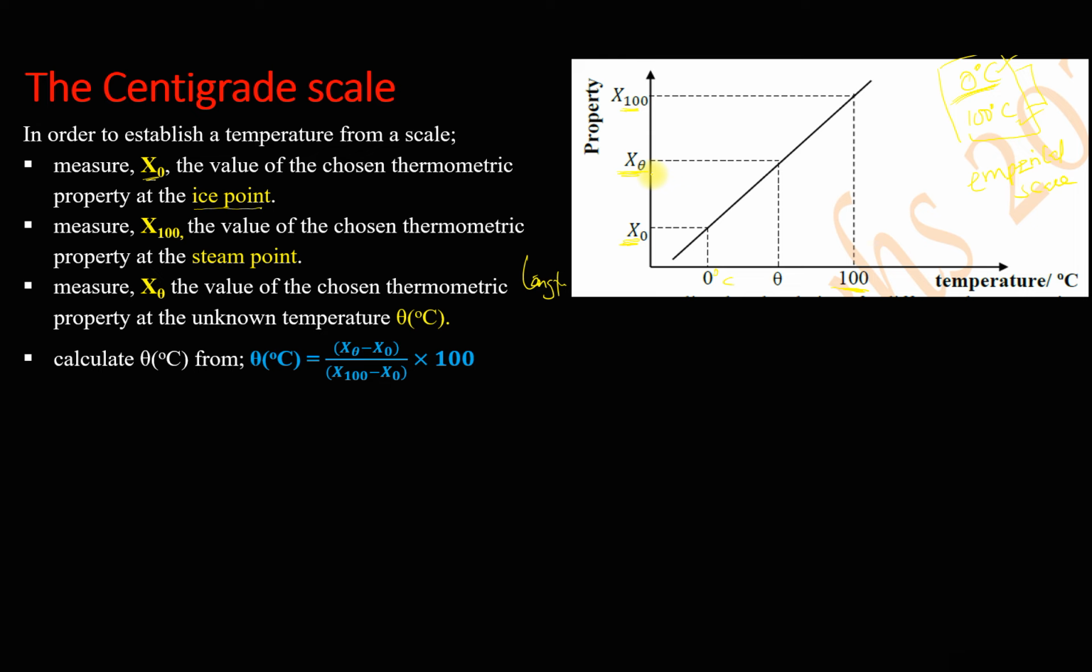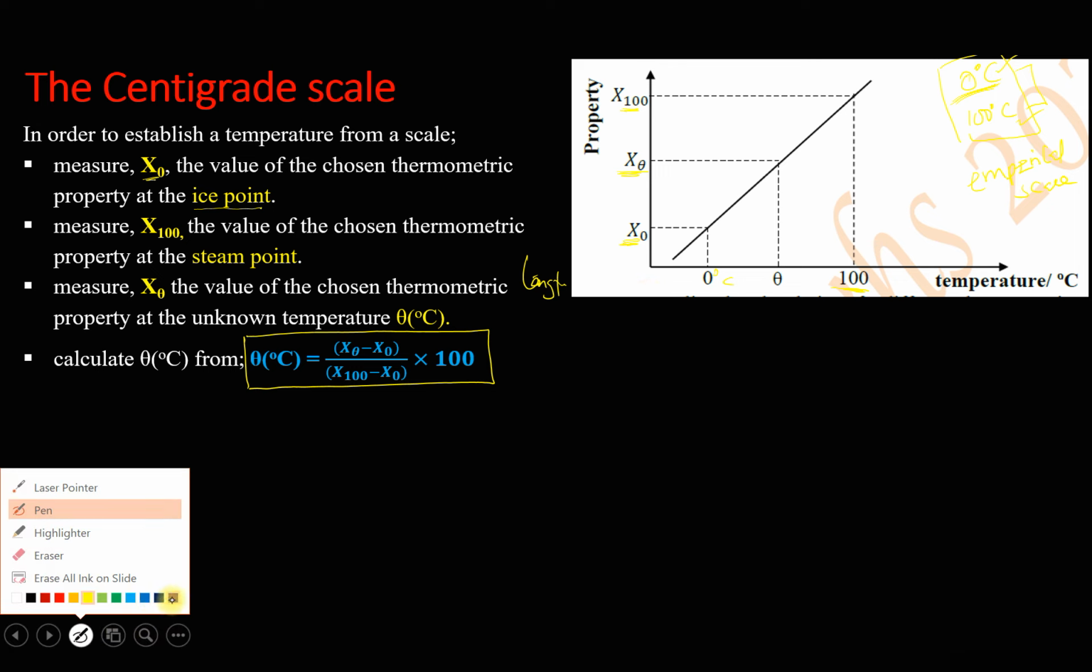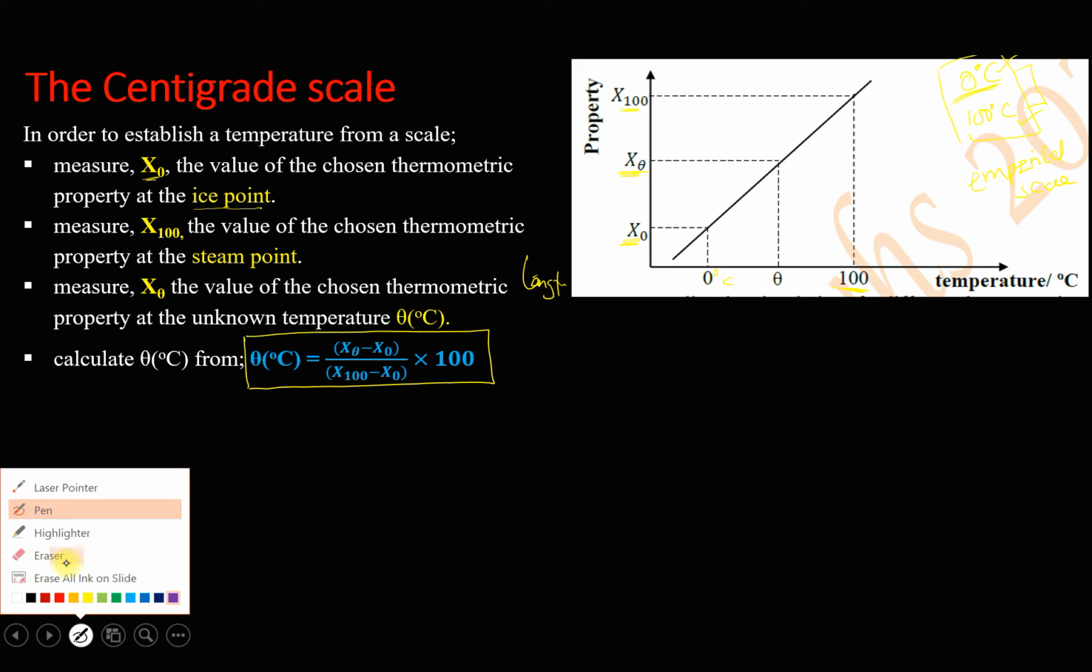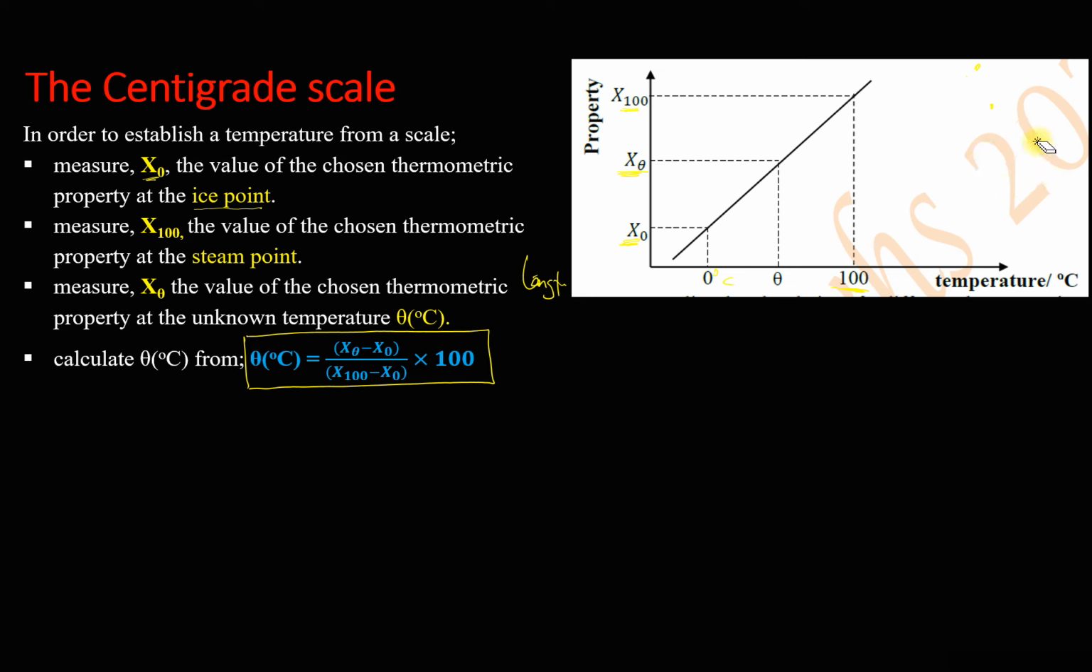So how do I arrive at this expression here? Theta in degrees Celsius is equal to X theta minus X naught over X100 minus X naught, times 100, where this is the expression I could use to find the unknown temperature on the centigrade scale. Because the property varies linearly with the temperature, and it is a straight line, I can employ the gradient to find this expression here. So I'll show you how to arrive at that expression, even though it's not necessary to derive it.